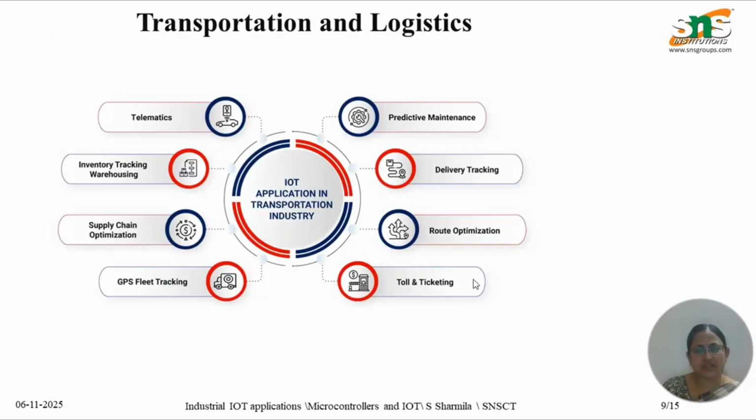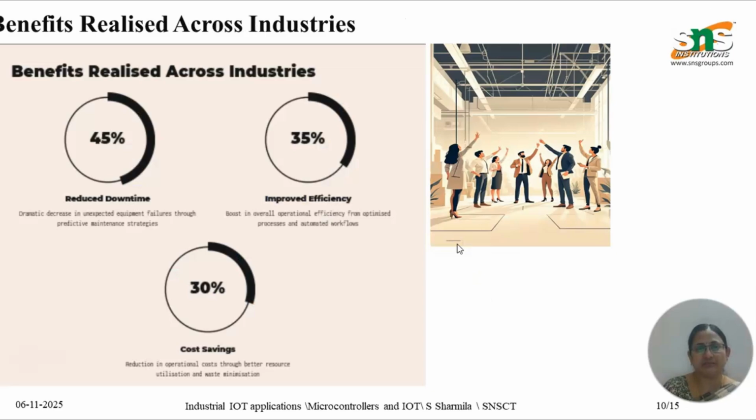In transportation and logistics, IIoT enhances transportation and supply chain operations through fleet tracking and route optimization, real-time cargo monitoring, intelligent traffic management and warehouse automation. With IoT-enabled tracking, industries achieve smoother logistics operations, reduced fuel consumption and improved delivery efficiency.